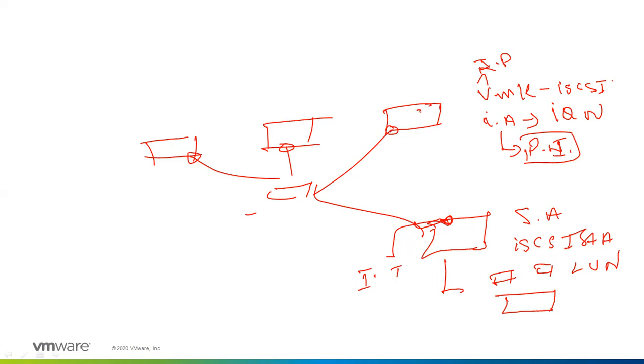So there would be one VMkernel port and one iSCSI adapter. The iSCSI adapter will map to the VMK and the VMK will map to the physical NIC. Are we clear? And then we have to do the same configuration for each and every host. And then we will send the request to my target. This is my target. From each host, we will send a request to the target.